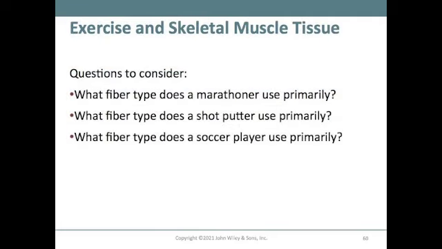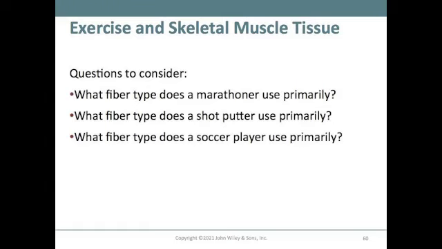What type of fiber does a marathoner primarily use? That's going to be the slow oxidative fiber, because these slower muscle contractions are in general considered what we would call our endurance.